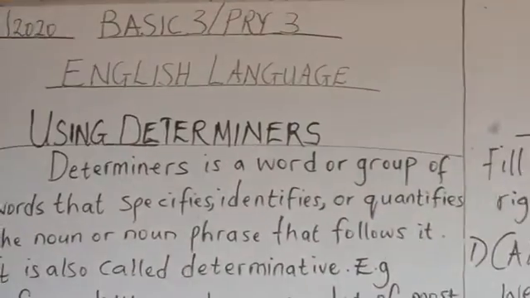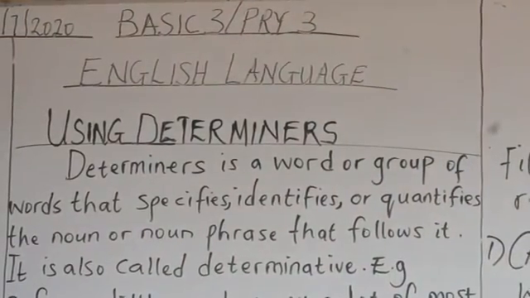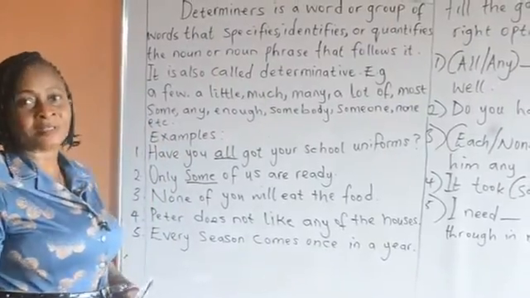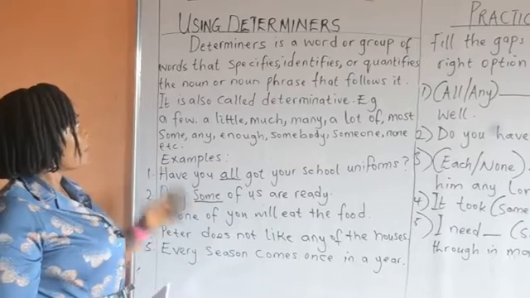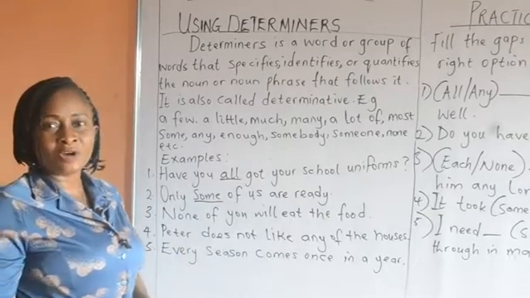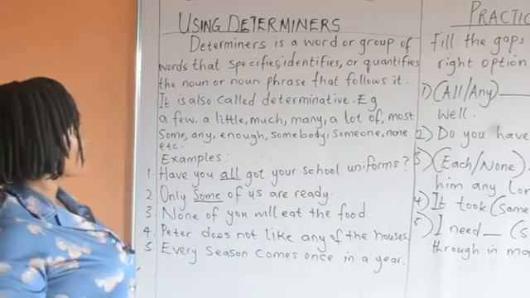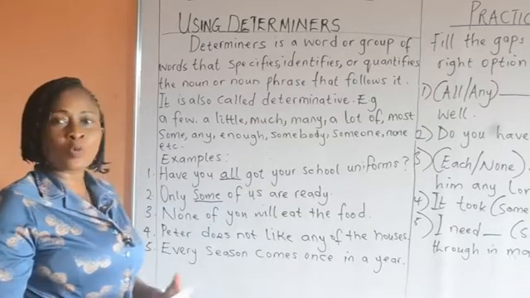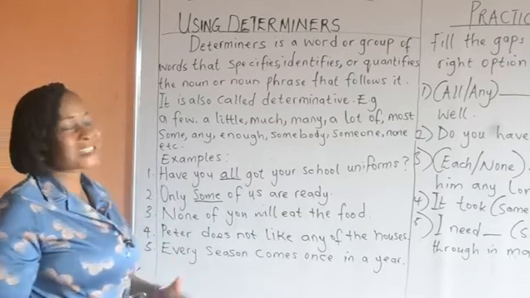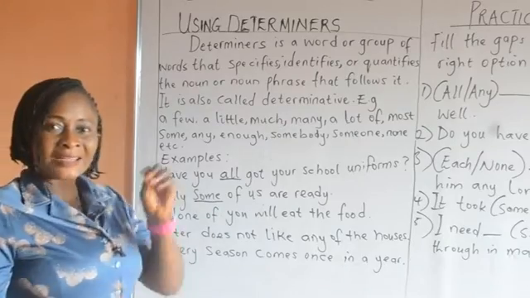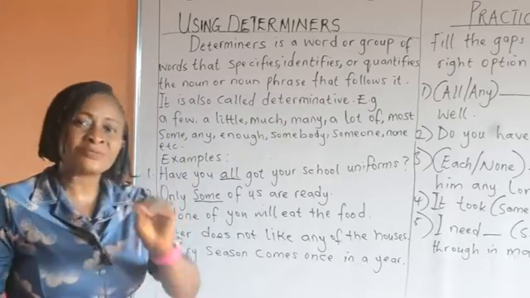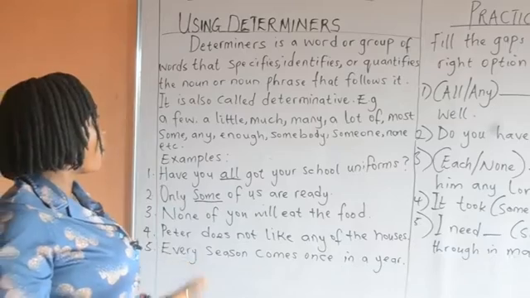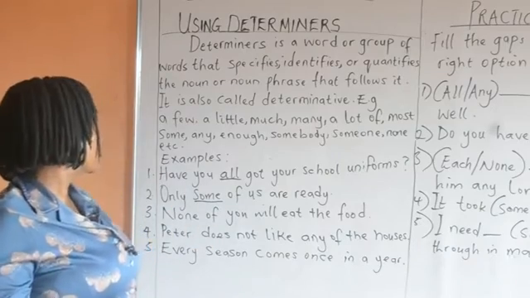This morning we are looking at a topic, using determiners. Using determiners. Alright, what's the meaning of determiners? Determiners are words or group of words that specify, identify, or quantify the noun or noun phrase that follows it.